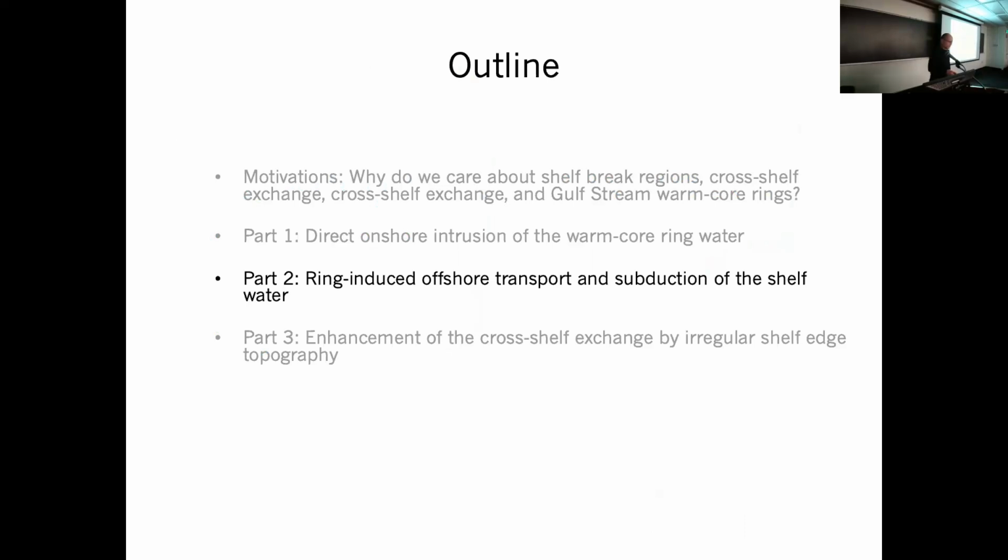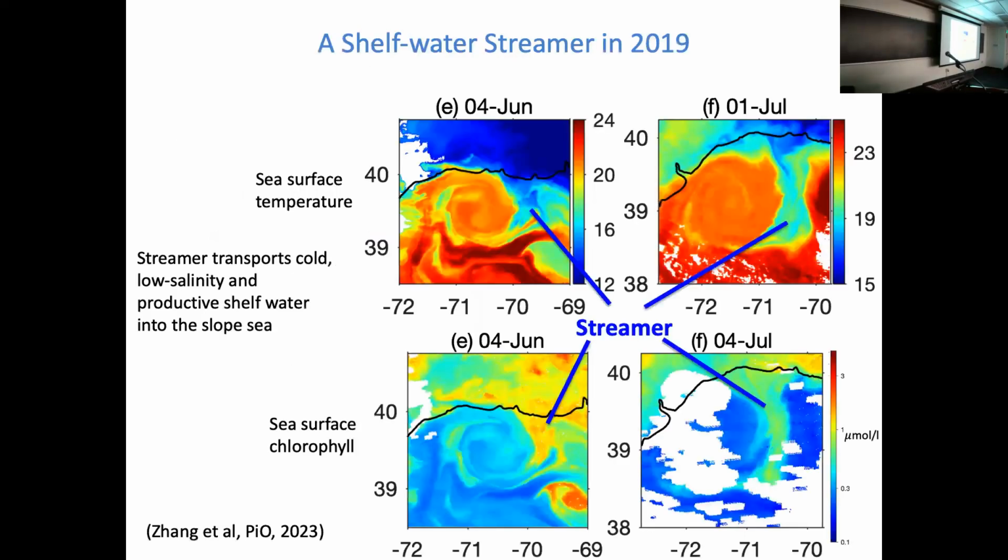So the second part is talking about how the water is being drawn offshore. As I mentioned earlier, people have studied this for a long time, that from satellite images, you can clearly see the shelf water being drawn into the slope sea. And here are a few images of that from a more recent event in 2019. And this is from a paper I just published last year.